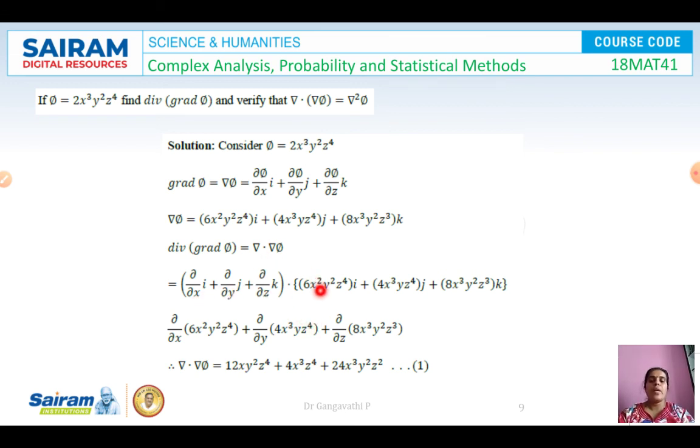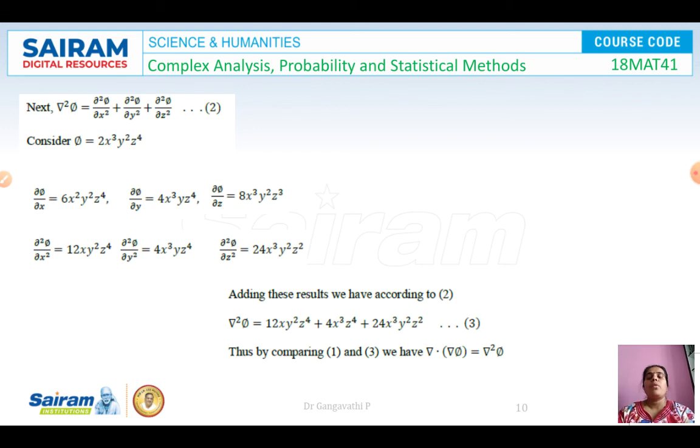So dou by dou x operates on the first term, dou by dou y operates on the second, and dou by dou z operates on the last term. When we differentiate them partially with respect to x, y, z, this is what we get, and call that equation 1. So the divergence of a grad is nothing but del dot del phi. So now let us consider del square.